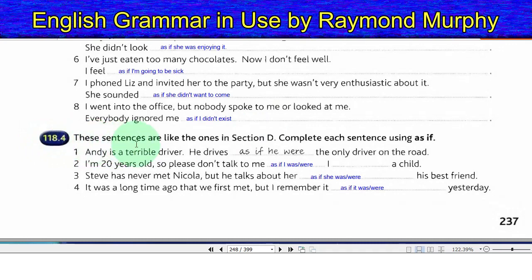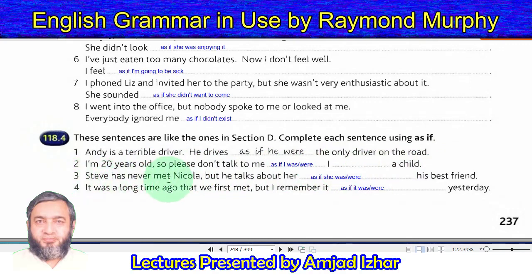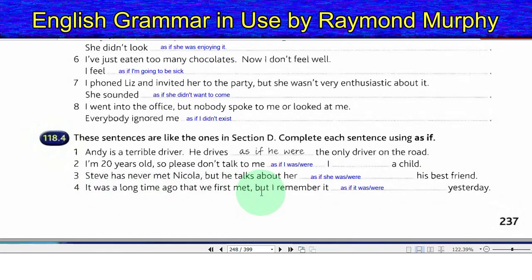118.4. These sentences are like the ones in section D. Complete each sentence using as if. 1. Andy is a terrible driver. He drives as if he were the only driver on the road. 2. I am 20 years old, so please do not talk to me as if I were a child. 3. Steve has never met Nicola, but he talks about her as if she were his best friend. 4. It was a long time ago that we first met, but I remember it as if it were yesterday.